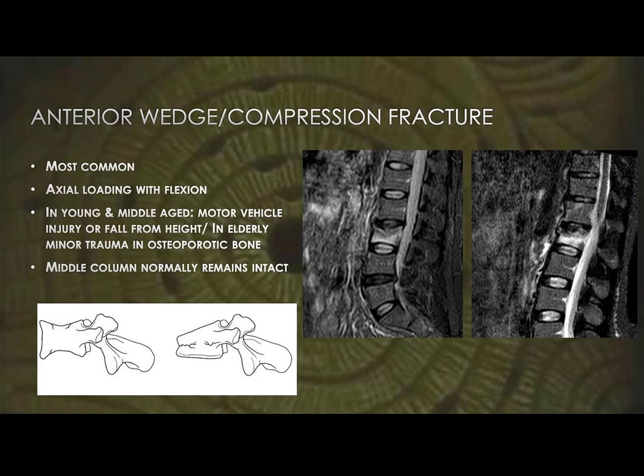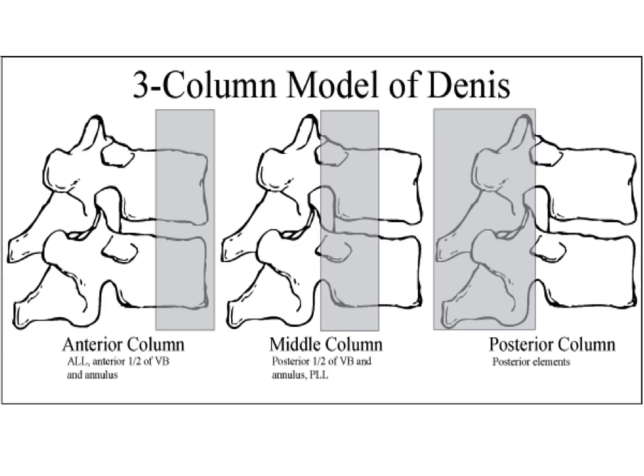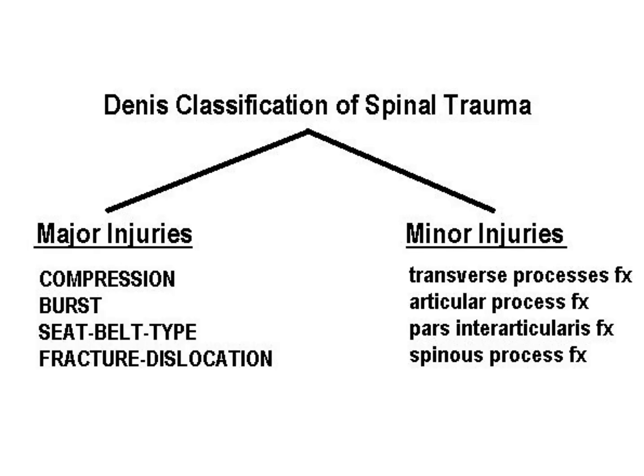An anterior compression fracture is a low energy injury, most common. The middle column's intact, just anteriorly there's a fracture. Now, Denis described three columns. The anterior column is from the anterior longitudinal ligament to the mid two-thirds of the body. The middle column goes to the posterior longitudinal ligament, and posteriorly is everything behind that.